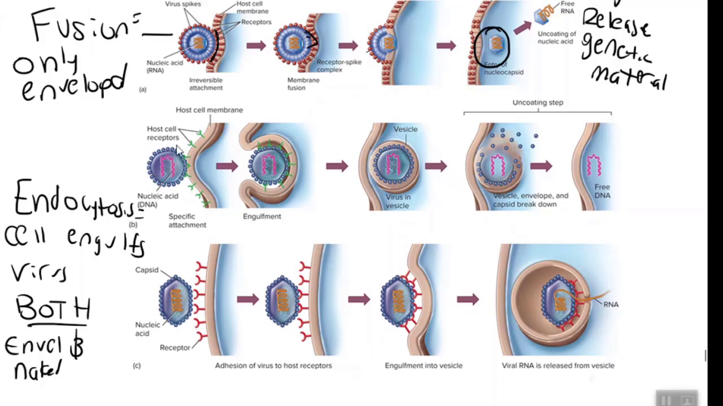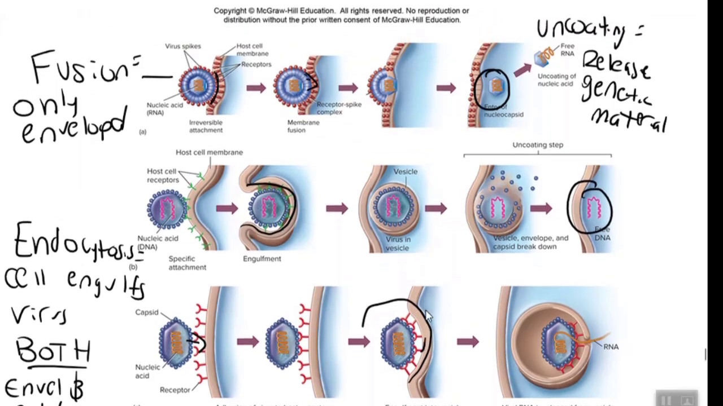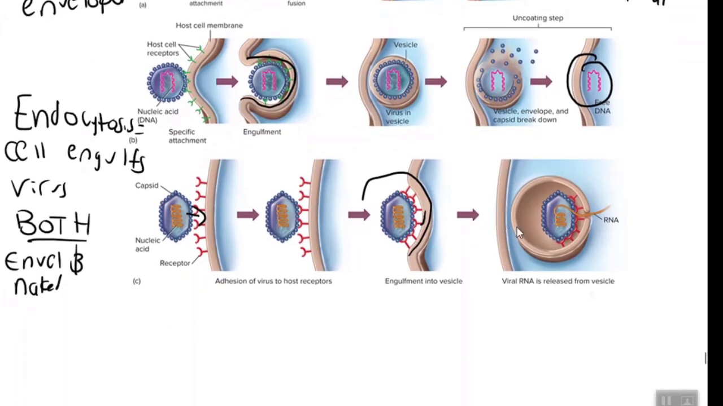So here in picture B, you can see the cell is engulfing an enveloped virus. Once the enveloped virus enters the cell, again, the capsid and the envelope are going to break apart, and we're going to release the genetic material into the cell. In the second picture, you can see this is a naked virus. It doesn't have an envelope. It's still going to attach to the host, and then again, the host is going to engulf it. And down here you see it's been engulfed. And then eventually again, the genetic material is going to exit and be released into the cell.